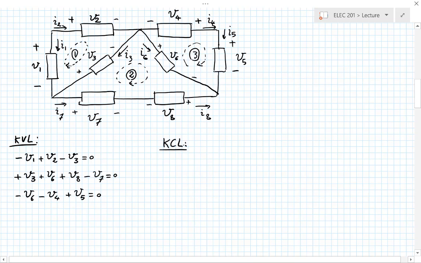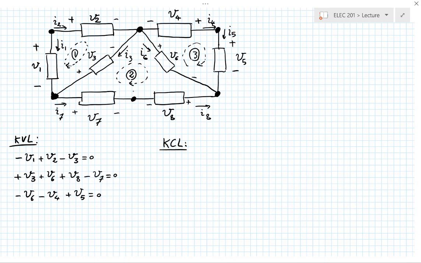So KCL, how many nodes do we have here? So let's start indicating them. So this is one node. This is another one. This is another one. Another one. Another one. Another one. So 1, 2, 3, 4, 5, 6. Okay? So in principle, I should be able to write 6 KCLs. You might again guess that some of these might be redundant. In fact, remember I needed 8 equations. I already have 3. So I need 5 KCLs. The 6th one is going to be redundant.